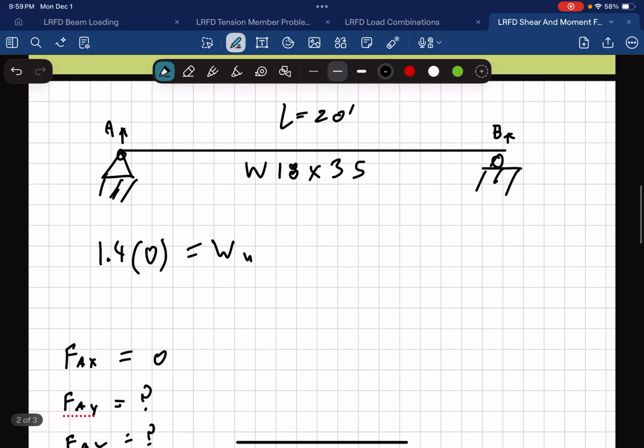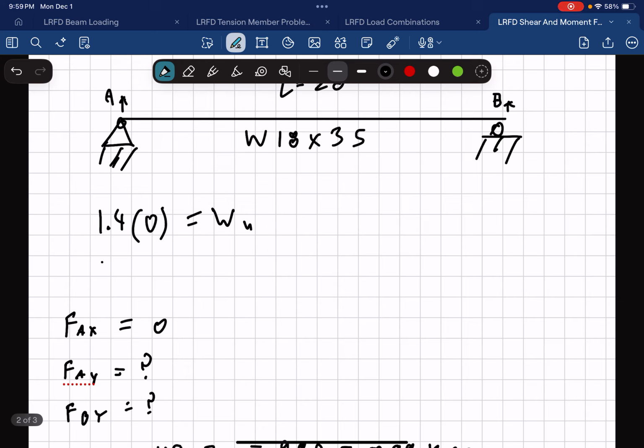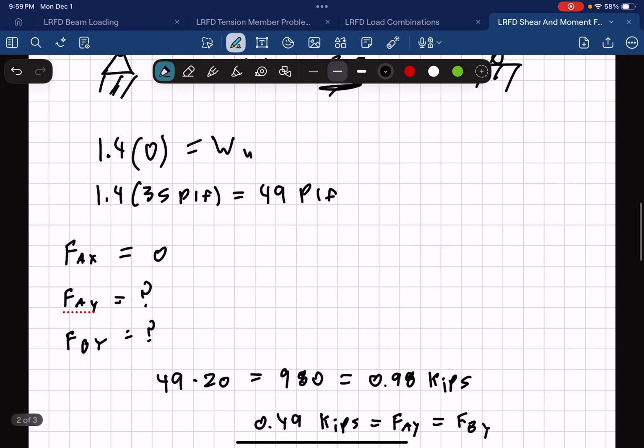So since I said we're using LRFD, we can use combination 1 to figure out what our factored load is going to be, which is going to be 1.4 times the dead load, which is this 35 pounds per foot, because the self-weight of the beam is considered to be a dead load. We can figure out what our factored distributed load is going to be, which we're going to call W sub U. This is going to be 1.4 times 35 PLF, which is 49 pounds per linear foot.